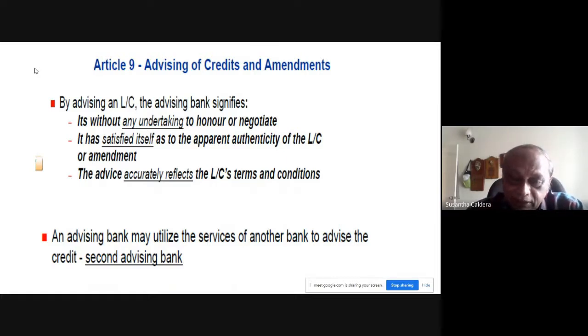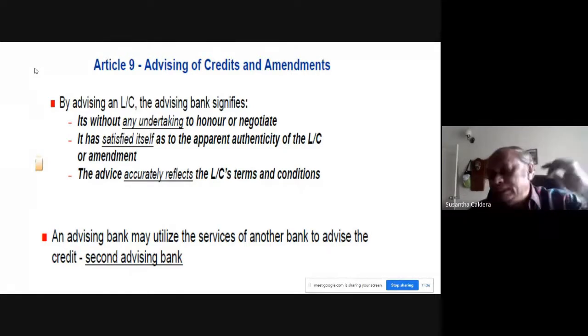You have to ensure that you are receiving the LC. How are you receiving the LC? Majority by SWIFT. If it is received by SWIFT under MT700, then it is auto authenticated. That's it. If you have received an LC under MT700, then the apparent authenticity is confirmed. Right? You don't have to check anything else.